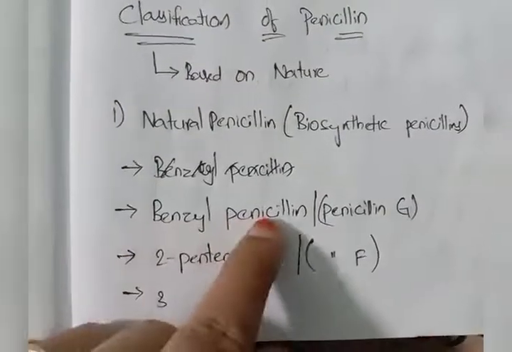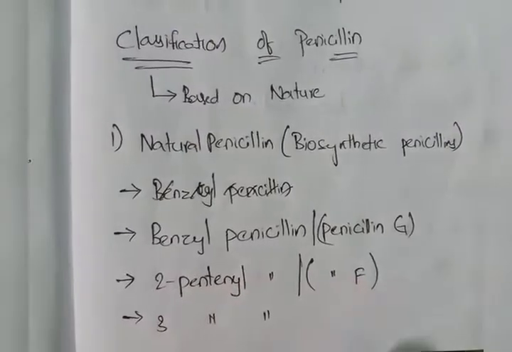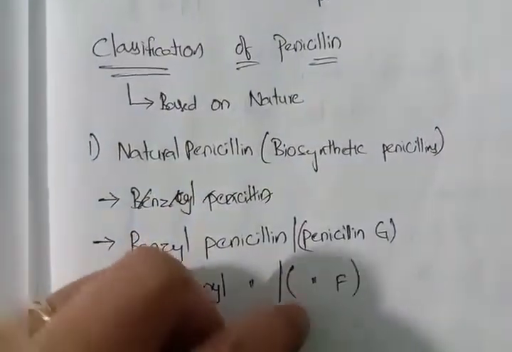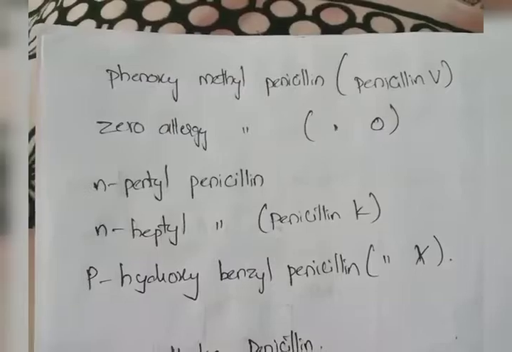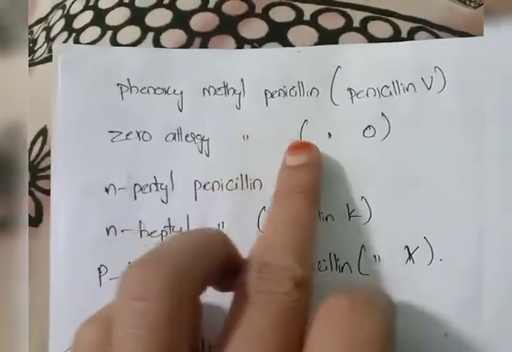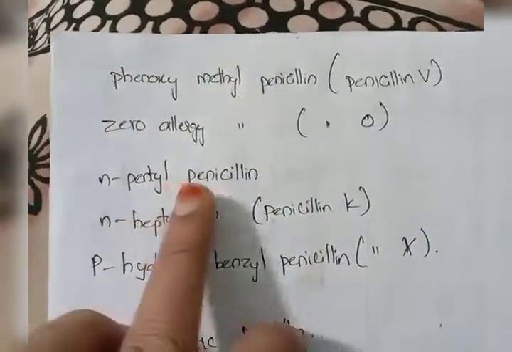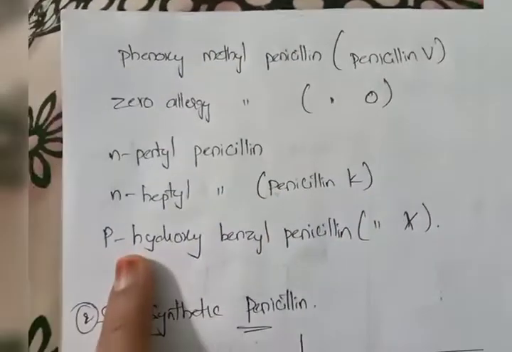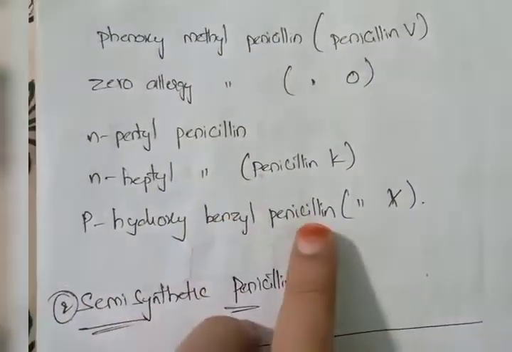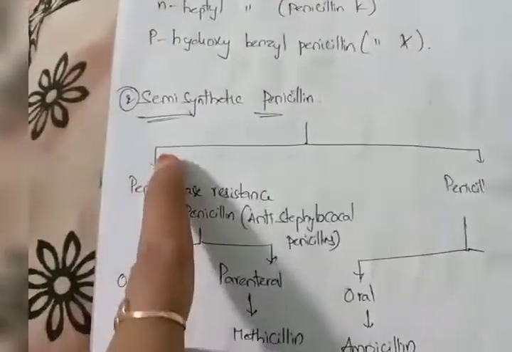Examples are benzyl penicillin, which we can also call penicillin G; 2-pentenyl penicillin, penicillin F; 3-pentenyl penicillin. And some more penicillins: phenoxymethyl penicillin, penicillin V; o-allyl mercaptomethyl penicillin, penicillin O; n-heptyl penicillin, penicillin K; p-hydroxybenzyl penicillin, which we are calling penicillin X. The second one is semi-synthetic penicillins.